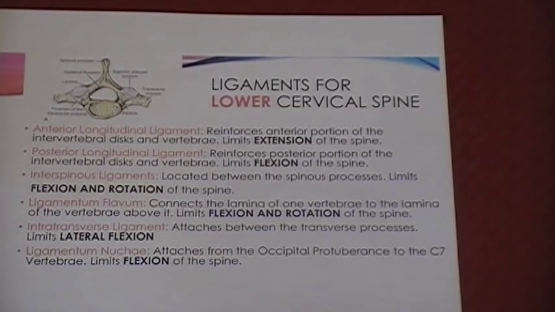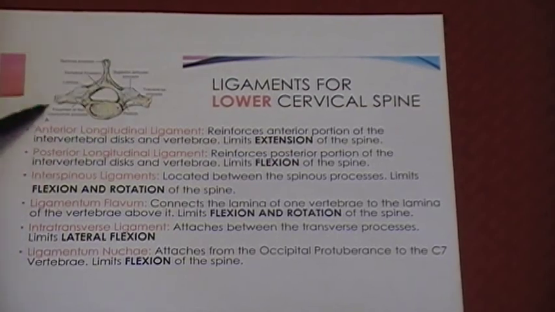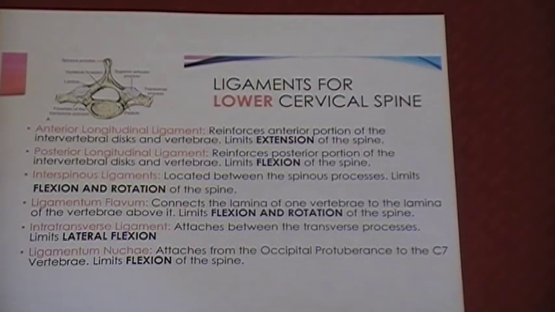Okay? And then the opposite for the posterior longitudinal ligament, which reinforces the posterior portion of the intervertebral disc and vertebrae, and this limits flexion. So if you bend forward, you can feel that it would be the posterior ligaments limiting that flexion motion. And then I included a picture of a vertebral body up here just to give you a visualization of the last four ligaments that we're going to talk about.